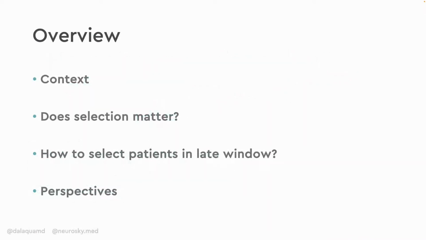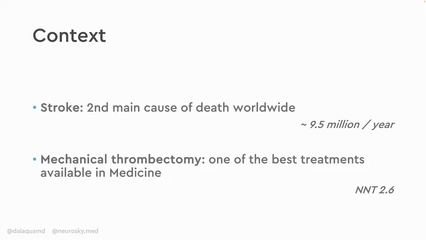So let's start this presentation with an overview. Let's talk a little bit about the context, why selection matters, how to select patients in the late window, and finally the perspectives. Stroke is the second main cause of death worldwide. Almost 9.5 million people are touched by this disease every year. And we know that mechanical thrombectomy is one of the best treatments available in medicine right now, with a number needed to treat of 2.6.